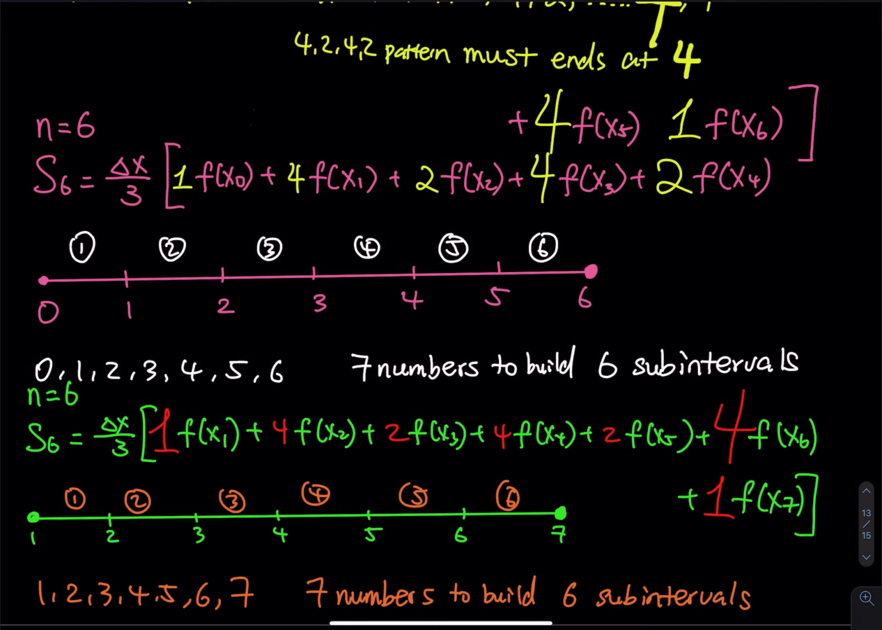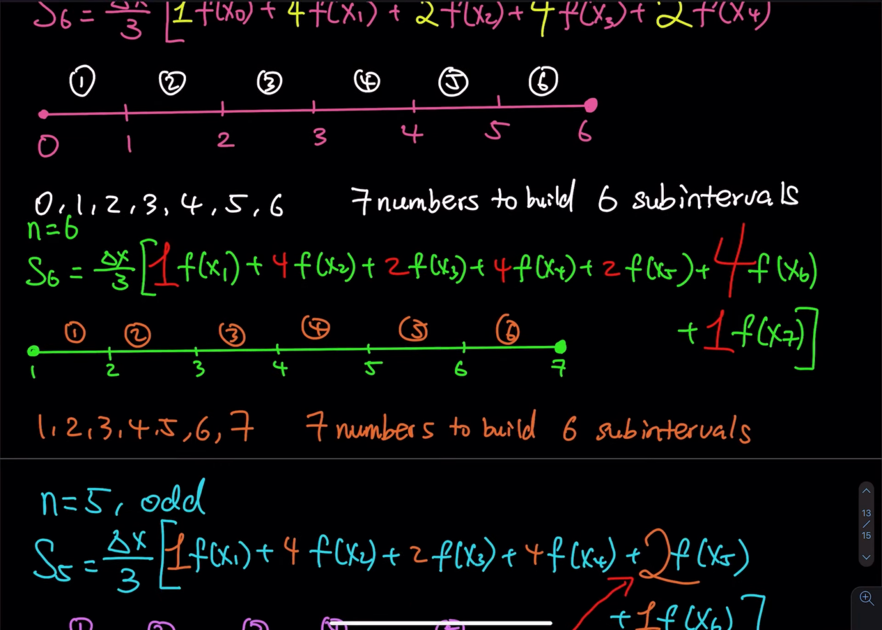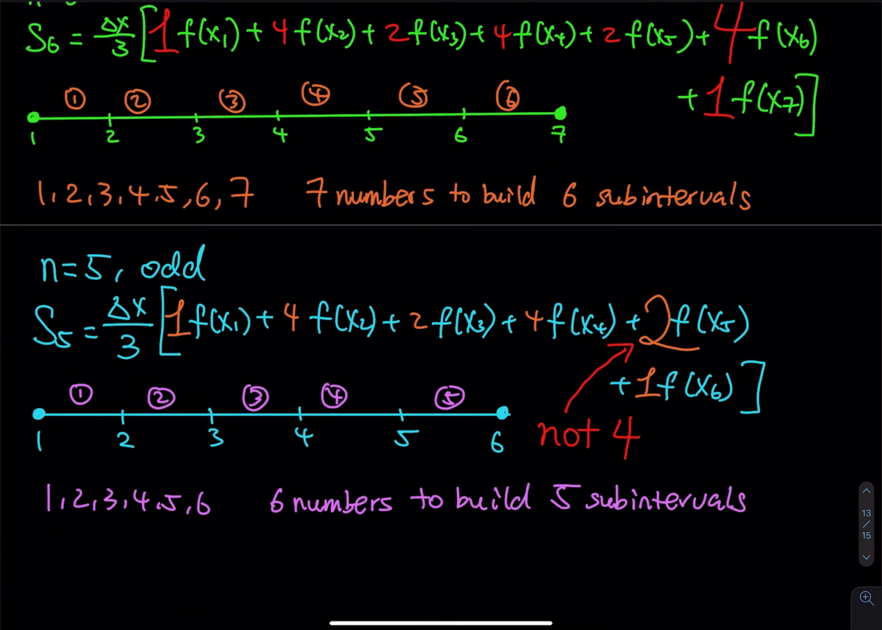Now, what if n is odd? The next example is, what if n is odd? Here I went from f of x1 all the way to x6, and then you are going to ask me: hey, from 1 to 6, there are 6 numbers, not 5. You want n equals 5, but you use 6 numbers. I don't care how many numbers you use. I need 5 subintervals. In order to build 5 subintervals, I need 6 numbers. That's why I have to go from 1 to 6.